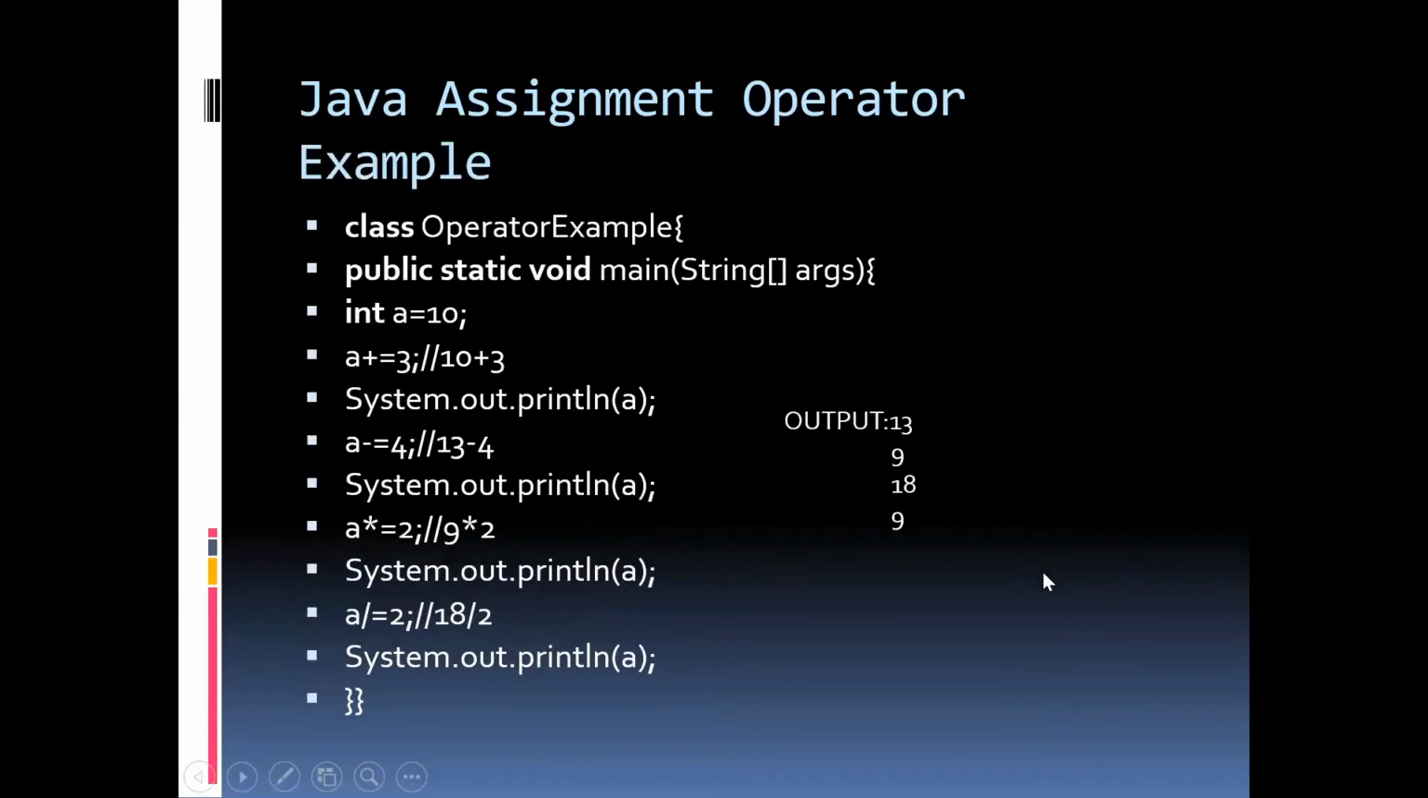Here is another example relating to that, like a plus equals 3. We can also write a equals a plus 3, right? a plus 3 means 10 plus 3, 13. Similarly, multiplication and division are also added here. That's how it takes place.